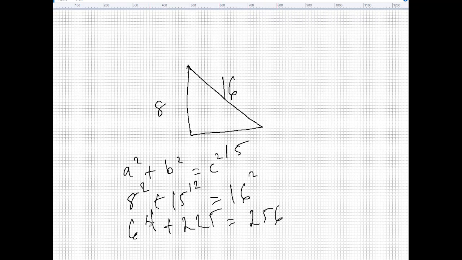Now you can see that 64 plus 225 is not equal to 256, but instead equals 289, which means that this is not a right angle triangle. And so now we've worked with cases where the triangle is a right angle triangle, and we've worked with a case where the triangle is not a right angle triangle. And we've also gone through what the Pythagoras theorem is all about.